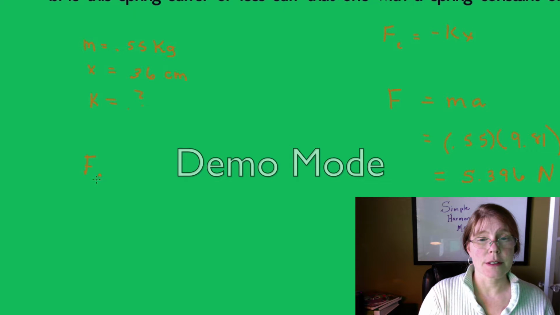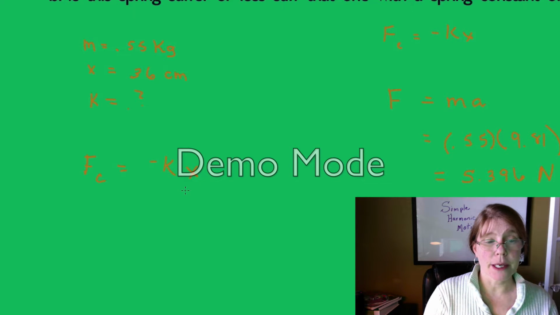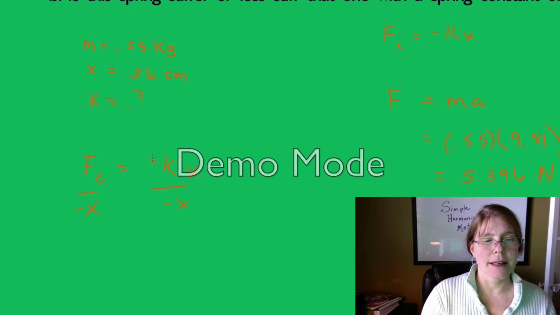We know the force. We're looking for K. And we know x. How are we going to rearrange this formula in order to solve for K? We're going to divide both sides by x. And if we divide both sides by negative x, then we're going to get rid of that negative, and we're going to get rid of the x. And so K is equal to force divided by negative x.